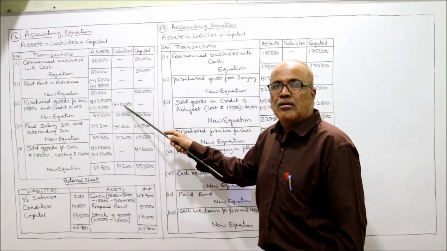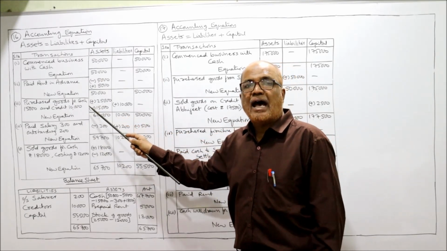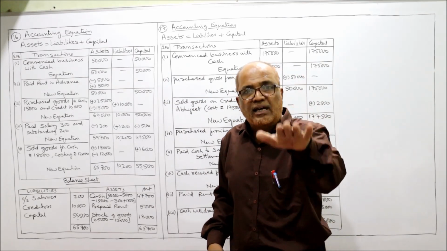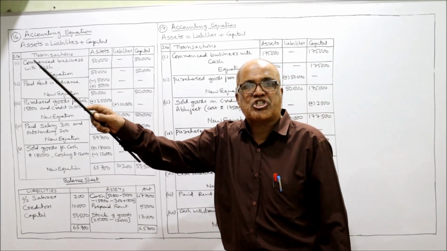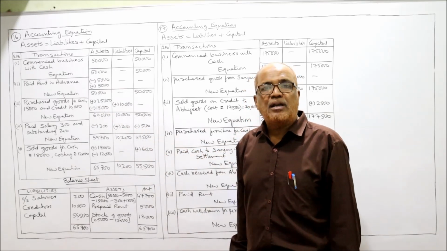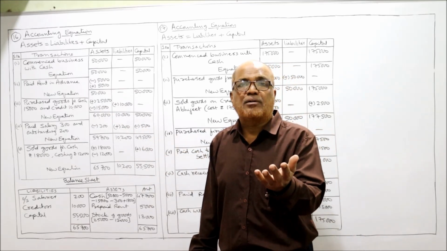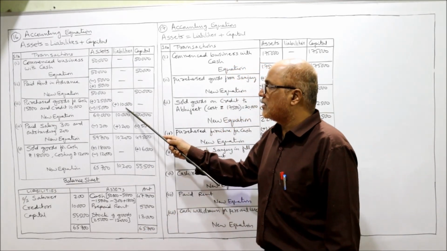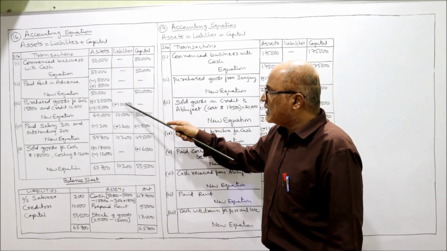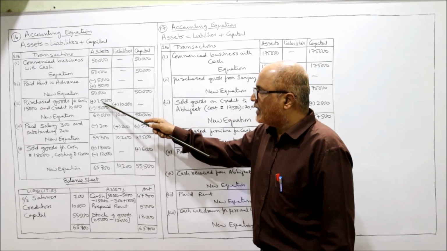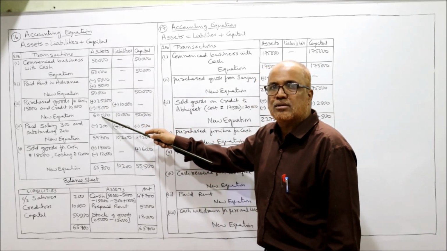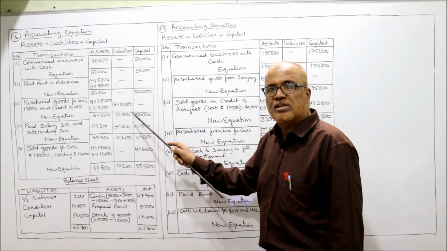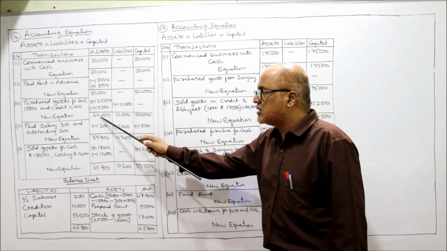So what is the impact of this transaction? Our assets increased by 25,000 because we have purchased the stock. Our assets decreased by 15,000 because we have paid the cash. Then there is a liability because we have purchased the goods on credit, so creditors occurred, 10,000 rupees. Now take the total: 50,000 plus 25,000 minus 15,000, you will get 60,000. Now confirm it. Assets is equal to liabilities plus capital. What is the liability? 10,000. What is the capital? 50,000. 10,000 plus 50,000, 60,000. New equation.